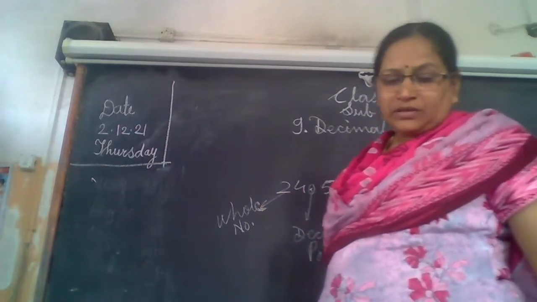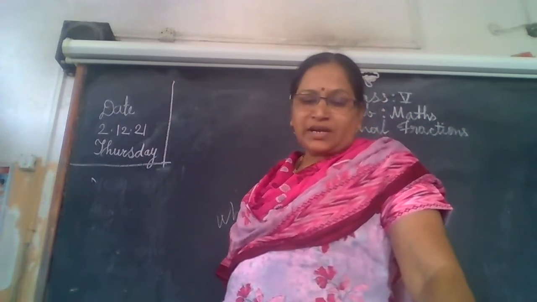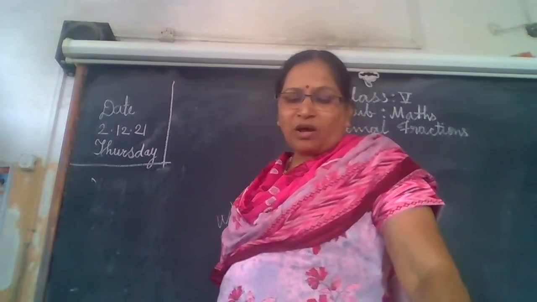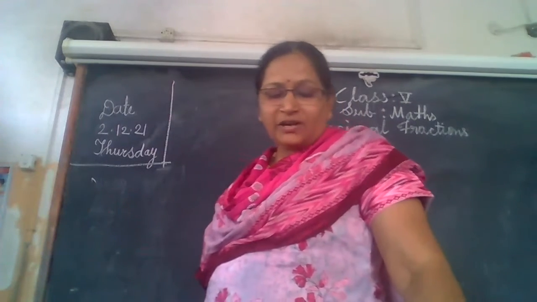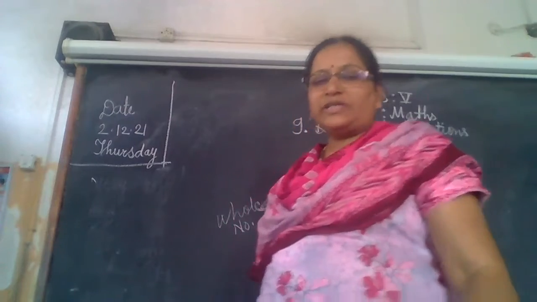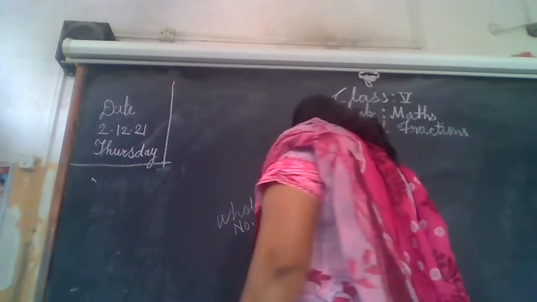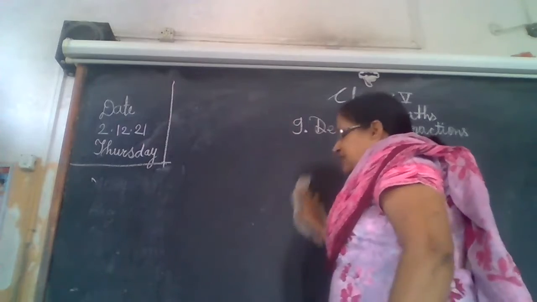Okay. So a fraction whose denominator is 10, 100 or 1000 or any other multiple of 10 is called a decimal fraction. Okay, so let's see what a decimal fraction is. So see beta, right now this is the definition of decimal fraction.